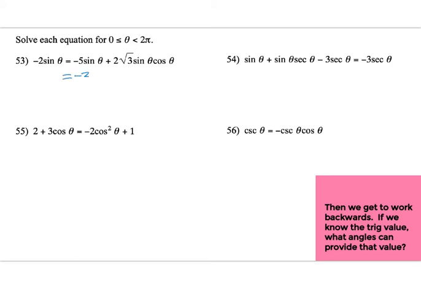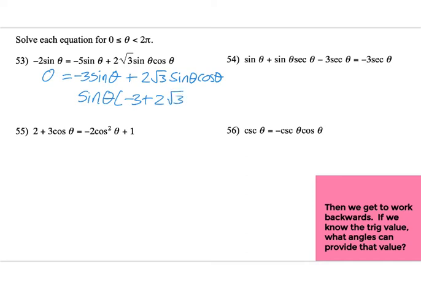That gives me -3 sine theta plus 2 root 3 sine theta cos theta. And at this point, I can factor a sine theta out of this because that's going to equal 0. So when we do that, we end up with sine theta times (-3 plus 2 root 3 cosine of theta). That gives me two options.